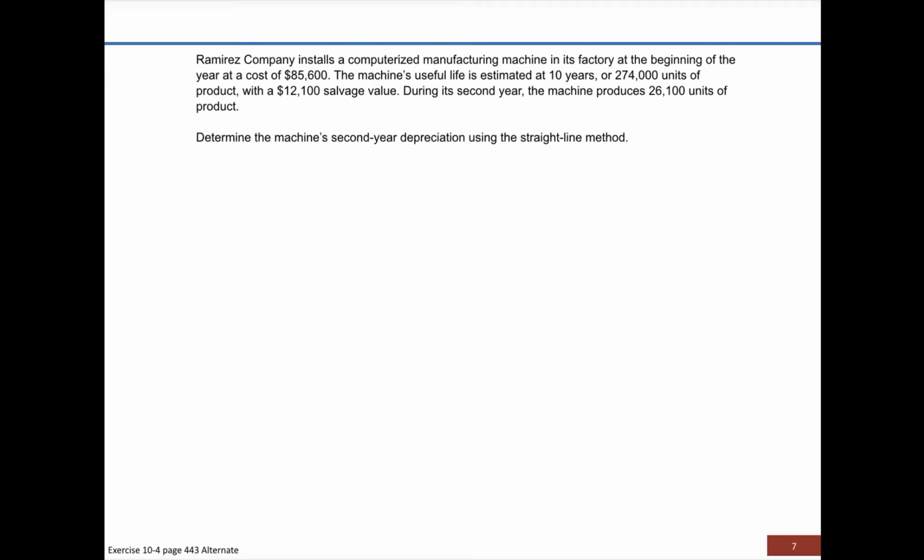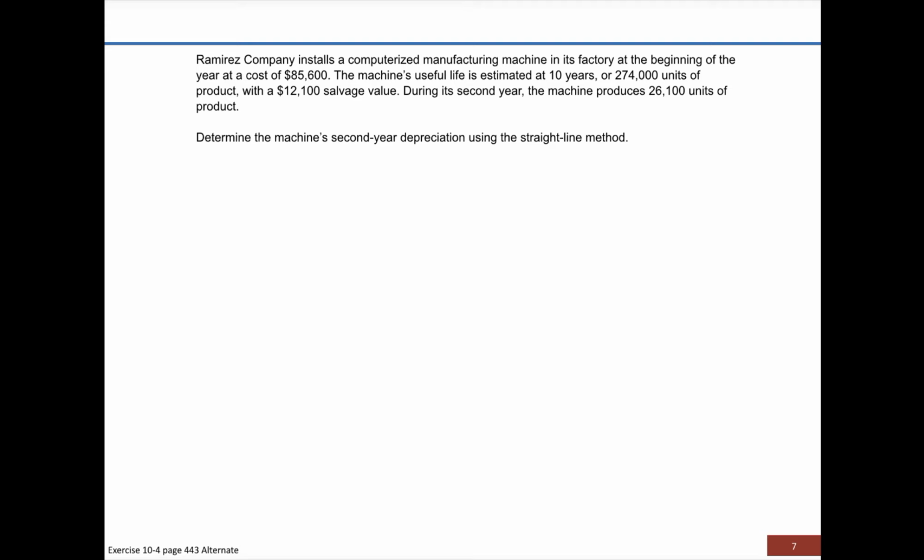Ramirez Company installs a computerized manufacturing machine in its factory at the beginning of the year at a cost of $85,600. The machine's useful life is estimated at 10 years, or some number of units of the product, and there will be a $12,100 salvage value. During its second year, the machine produces 26,100 units of product. Determine the machine's second year depreciation using the straight line method.